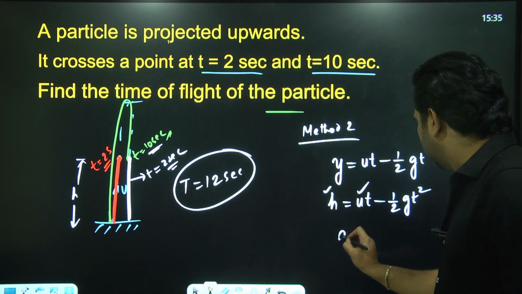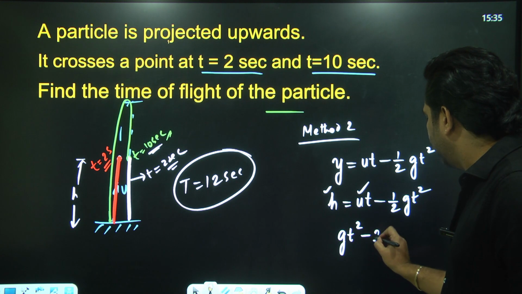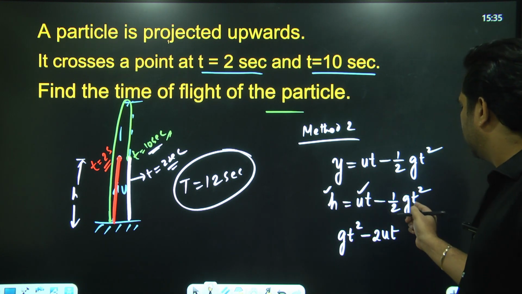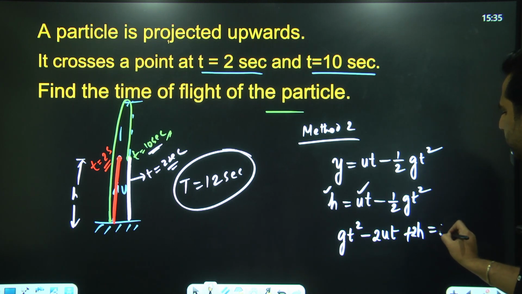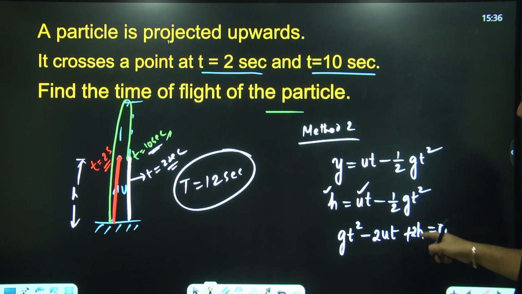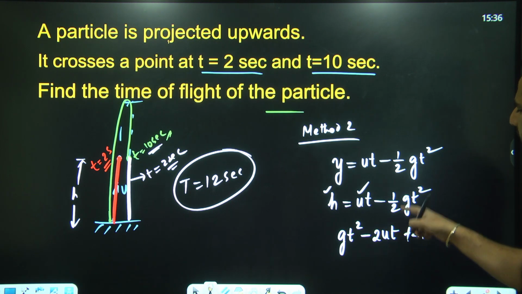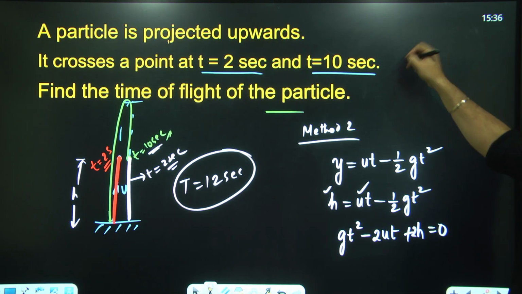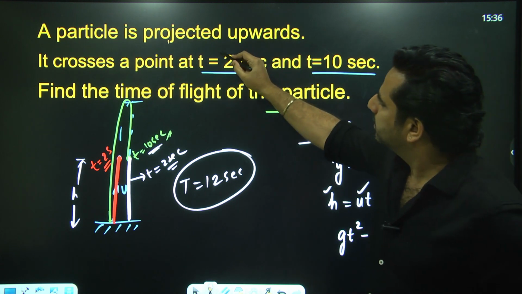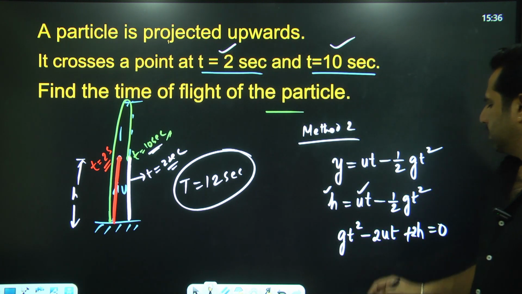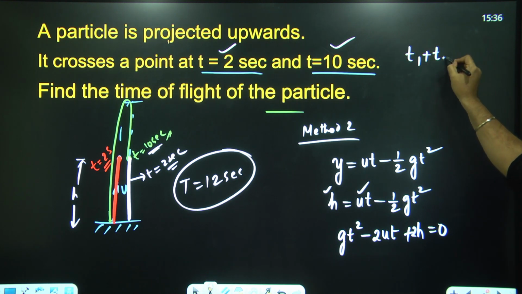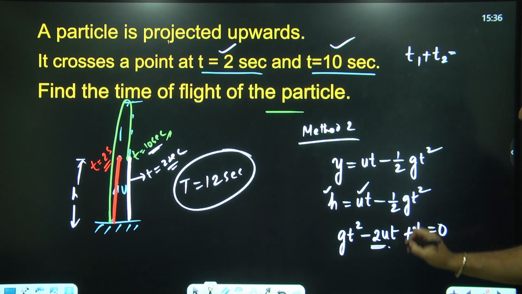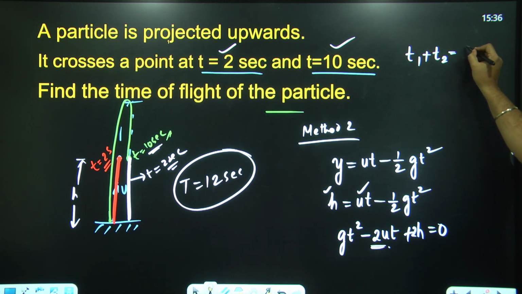Solve this quadratic, it's gt square minus 2ut plus 2h is equal to 0. This is a quadratic equation in terms of time t. There are 2 values of time, one is t1 and t2. So what is given to us is t1 and t2. Now the sum of roots of a quadratic equation, t1 plus t2, is minus b by a. So b is minus 2u, minus b is minus of minus 2u, that is 2u by g.